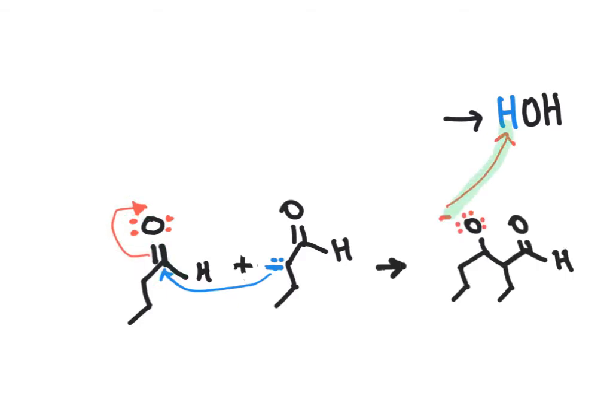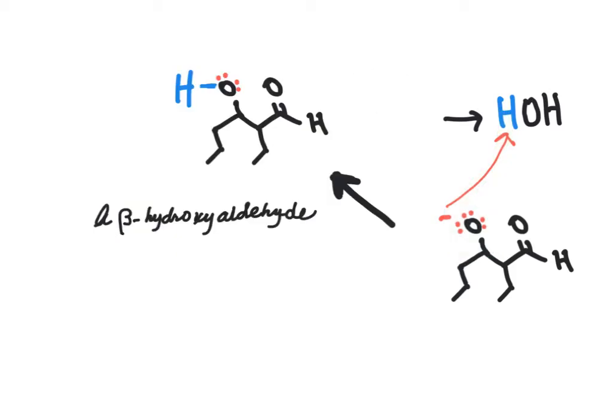Protonation of the intermediate alkoxide formed on the beta carbon will regenerate the catalyst, OH-. Depending on what is needed in the synthesis, you can keep the beta hydroxyaldehyde or ketone, or you can further remove a molecule of water by dehydration to produce an alpha-beta unsaturated compound.